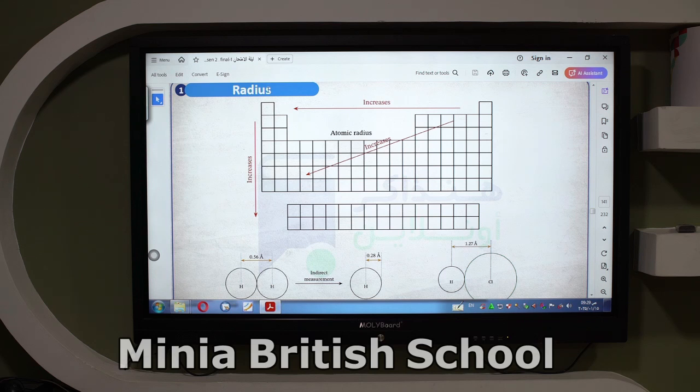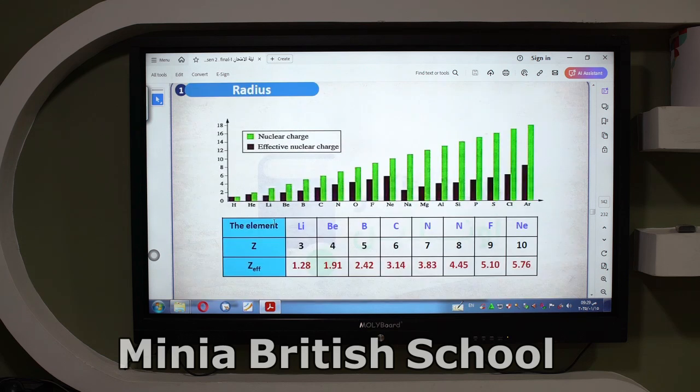Why? Because in the same group the main energy levels increase, and by increasing the main energy level, the distance between the nucleus and the lowest energy level will increase with increasing atomic number, so it increases in the same group. But in the period we increase by electrons, so we have the same energy level, and the nuclear charge will attract it again, so the radius will decrease.